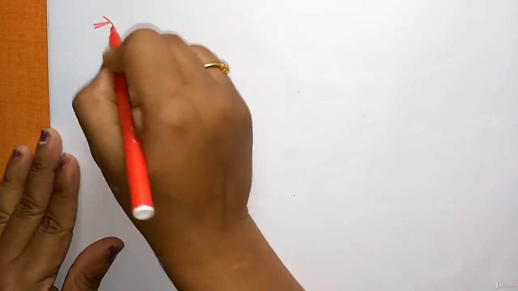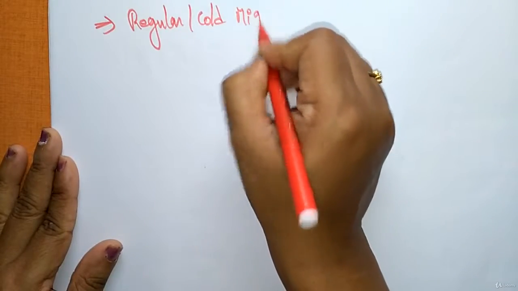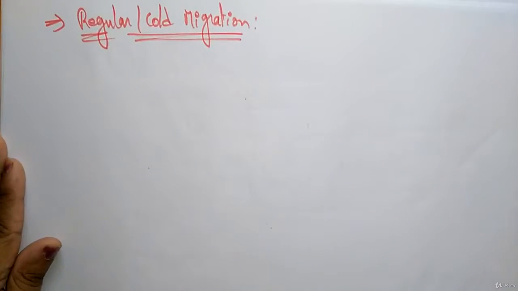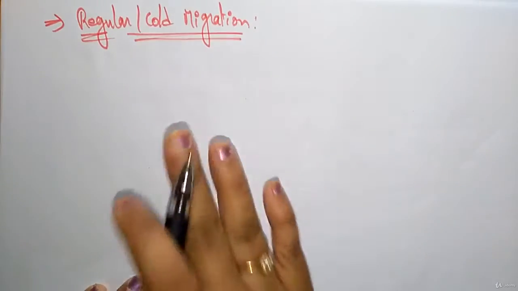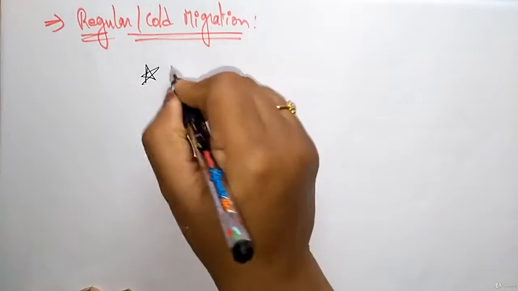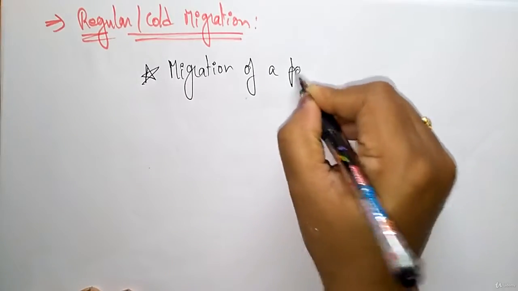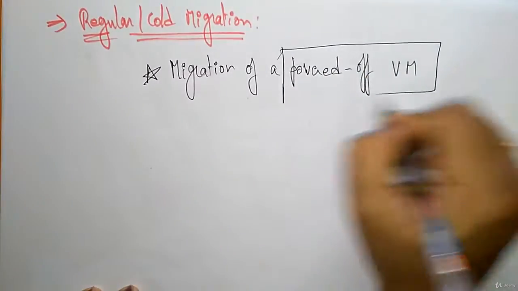The next technique is regular or cold migration. What do you mean by regular or cold migration? Hot and live migration means the movement of data from one host to another host while the power is on. Now let's see regular or cold migration. It will be done at power off. Here the technique is the migration of a powered off virtual machine.